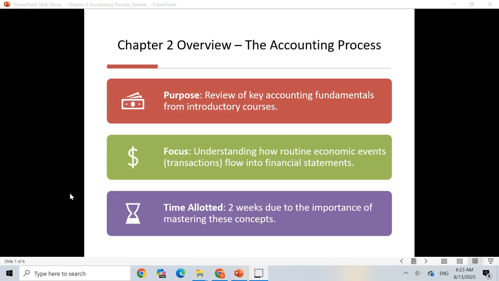I equate it to knowing your multiplication tables that you learned in elementary school. So if you read a transaction and you say, oh, there's a sale on account, you should immediately know debit AR, accounts receivable, credit sales. It shouldn't have to be a thought process. And again, this course is going to get more difficult, and the transactions that you're going to encounter are going to be more difficult.